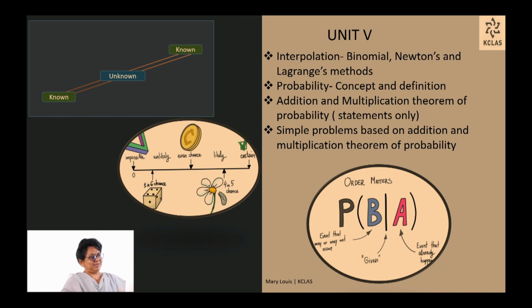Probability is the study of uncertainty, defined as the likelihood of an event occurring, ranging from 0, that is impossible, to 1, that is certain. The addition theorem of probability calculates the likelihood of any one of several events occurring, while the multiplication theorem calculates the probability of multiple events occurring together.